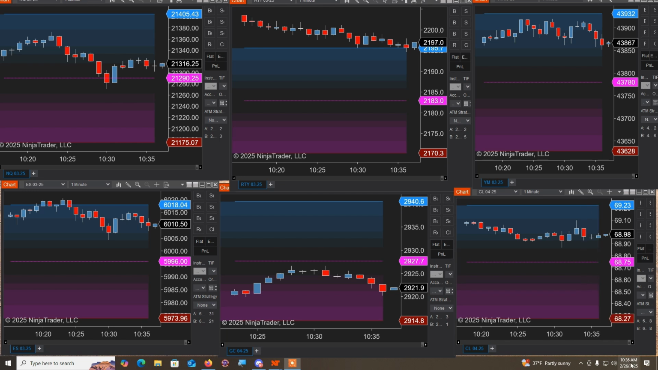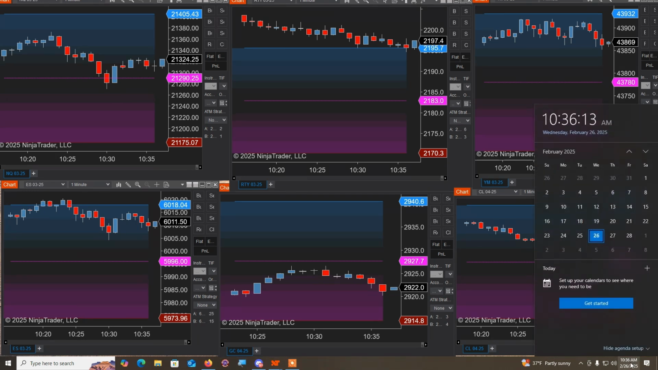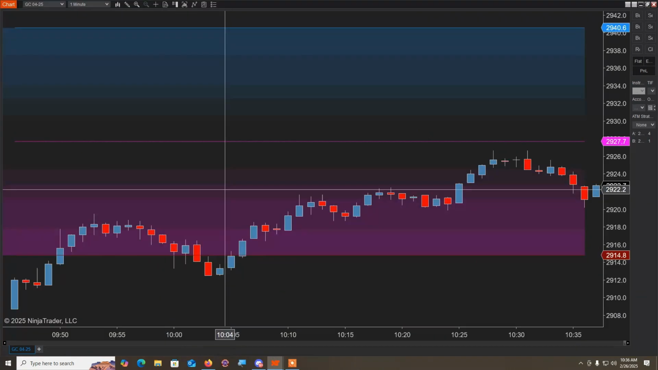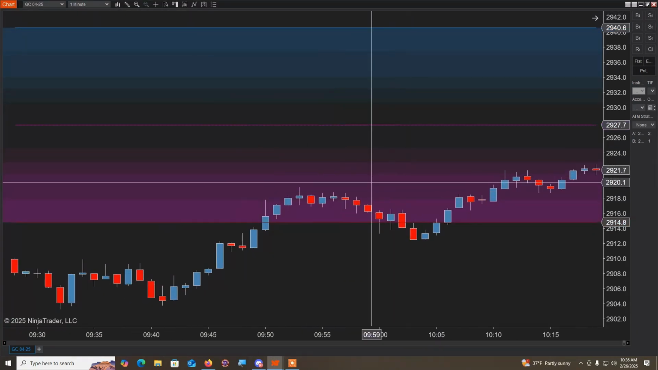So before I show my rhythmic dashboard, let's just take a look and see what happened so far this morning. It's still early, obviously just 10:30, but already 4 out of the 6 markets completed their targets. Now, what am I talking about when I say targets?